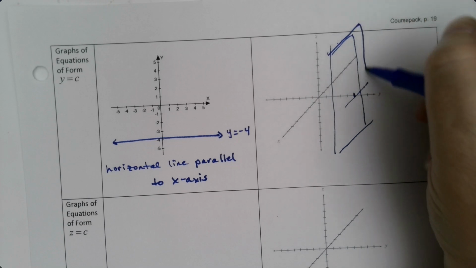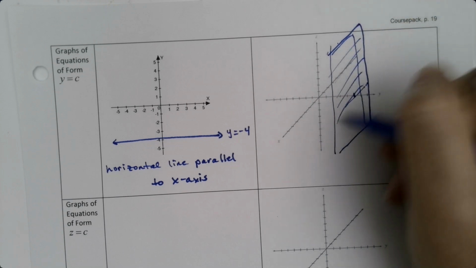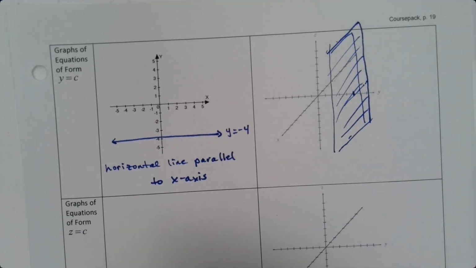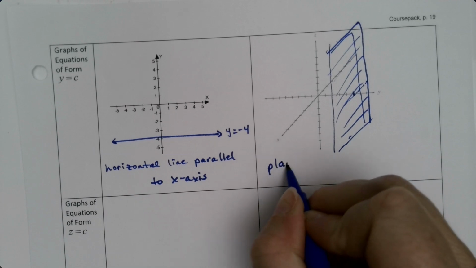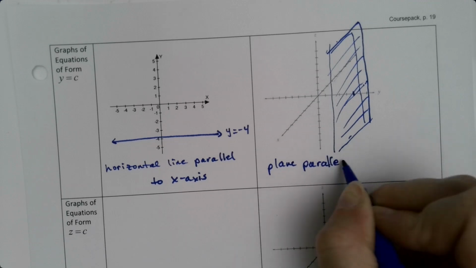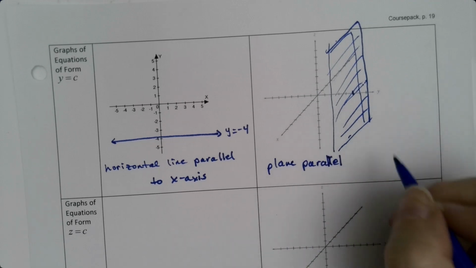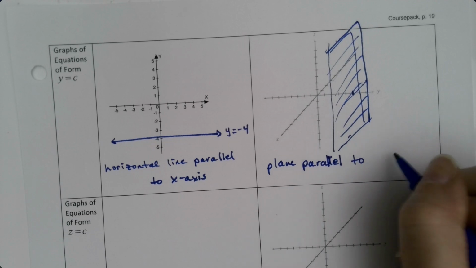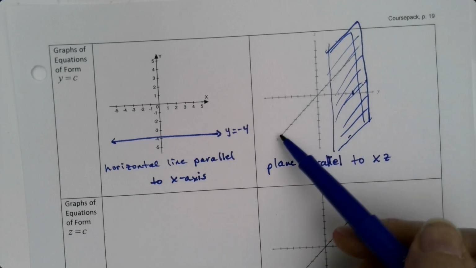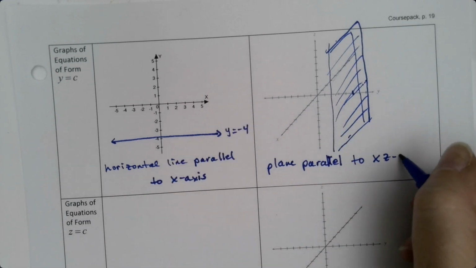Maybe I should go a little bit more. It's like a door on its hinge. And it's a plane that's parallel, I got 3 L's in there, parallel to the XZ plane. There's this plane over here with the Z axis and the X axis, and it's parallel to that XZ plane.